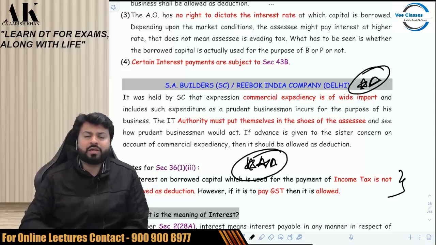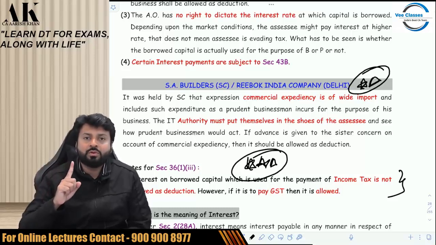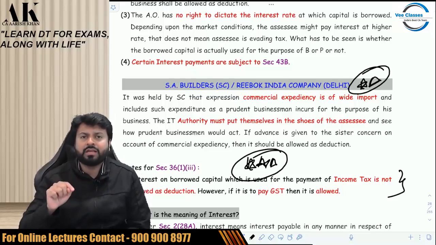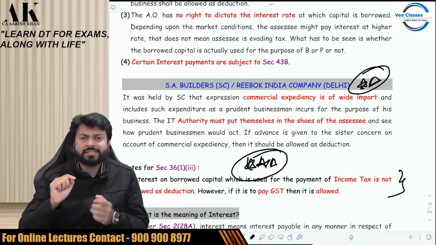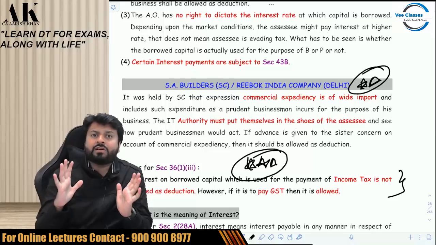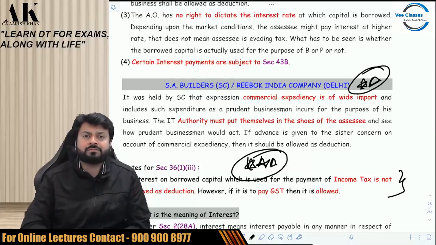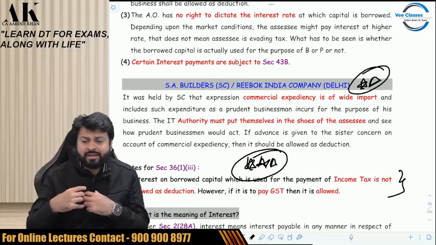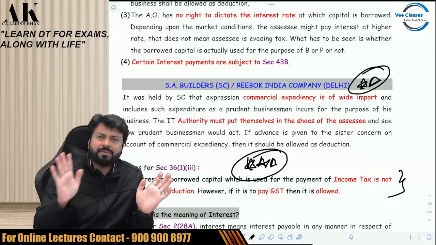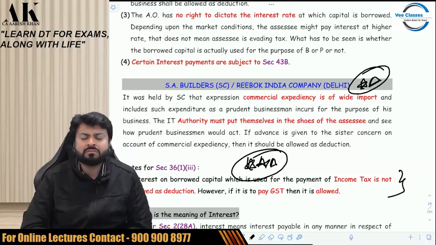The matter went to the Supreme Court, and the Supreme Court said that you have to look into the facts and circumstances of every case, and you cannot, without looking into them, say that the funds are diverted. You have to check the commercial expediency of every transaction. If the commercial expediency shows that the funds borrowed by the assessee and given to the sister concern are for the business of the group, then it should be allowed as a deduction. But if the funds are raised by the entity and given to the sister concern, and the directors there use them for personal purposes, then the interest should definitely be disallowed.